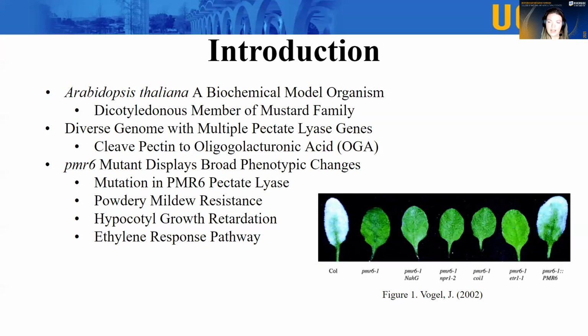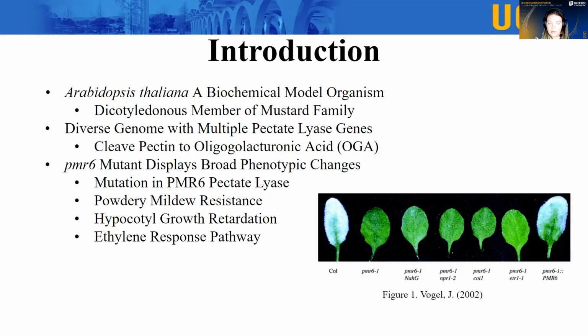Arabidopsis thaliana is a biochemical model organism that is widely used in the plant biochemistry field. It's a dicotyledonous member of the mustard family, and it's been researched for decades, so its genome is very well known. Within the genome, there are genes that code for pectate lyases. These are enzymes that cleave pectin, which is a complex carbohydrate, into oligogalacturonic acid fragments, which I will refer to as OGA fragments.